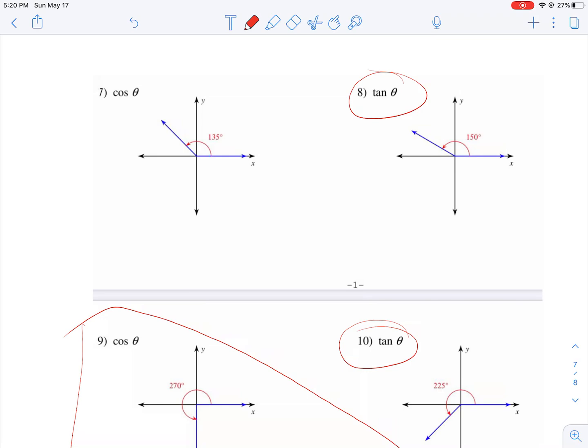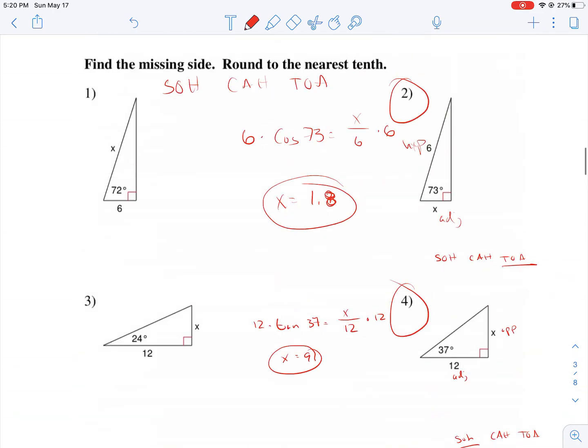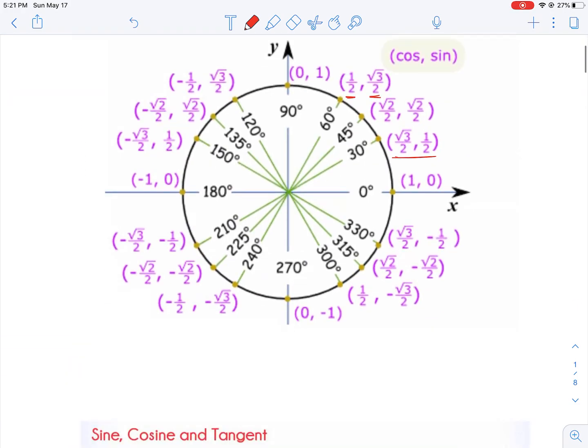Tangent of 150. All right, so our reference angle, if you recall, is 30 degrees. So the tangent of 30 degrees is equal to the sine of 30 divided by the cosine of 30. Well, sine of 30 is equal to 1/2, and the cosine of 30 is square root 3 over 2. Again, getting that right from the unit circle, so you've got to try to remember these things. Our sine is 1/2, our cosine is square root 3 over 2.